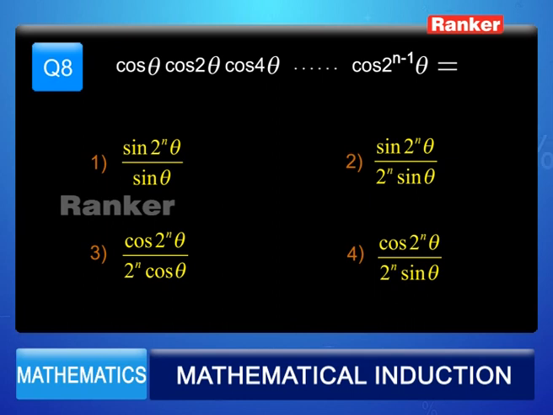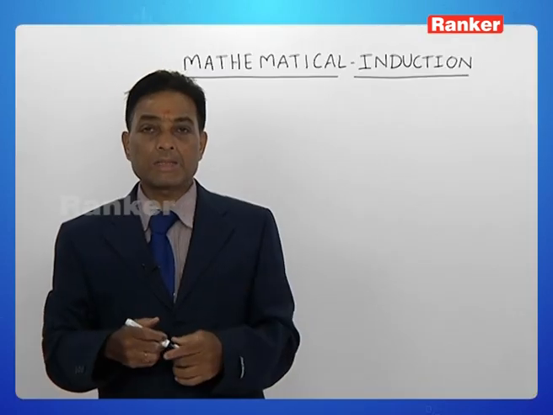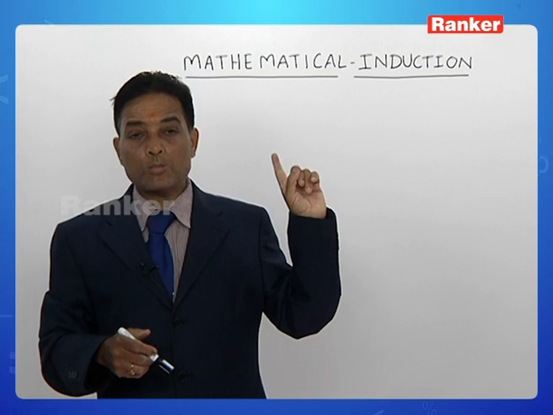Four options are given. First option: sin 2 power n theta by sin theta. Second option: sin 2 power n theta by 2 power n sin theta. Third one: cos 2 power n theta by 2 power n cos theta. And finally fourth one: cos 2 power n theta by 2 power n sin theta. Let us see what is the right answer and right option.